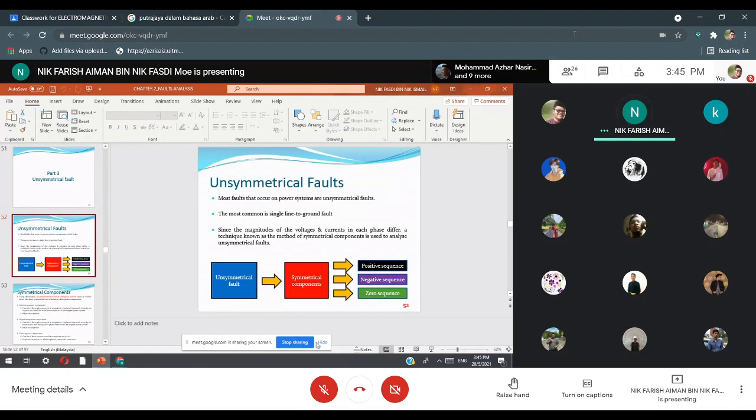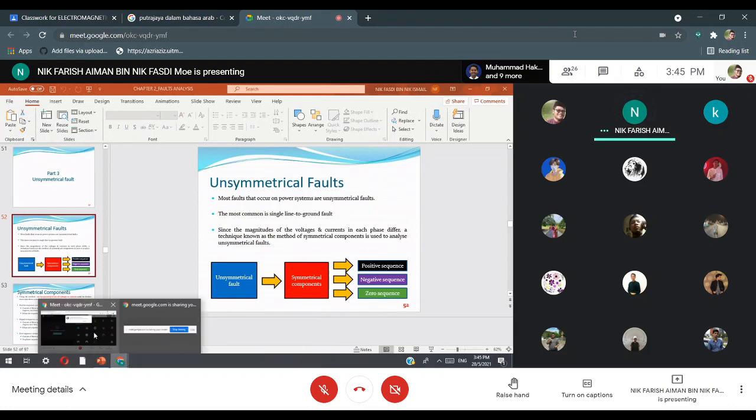positive, negative, and zero sequences. Okay, someone nak join my room sekejap. Alright.